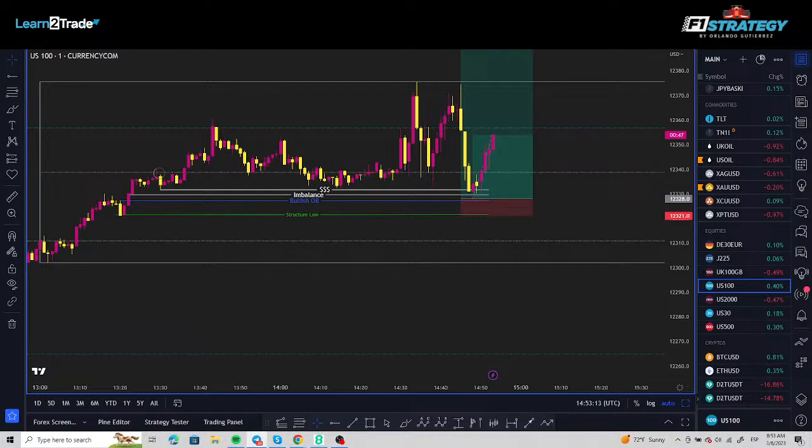Closing 0.60% of my trade here for 1 R and moving stop loss to break even. There you go. That's how we do it. That's easy. That's just how we do it.